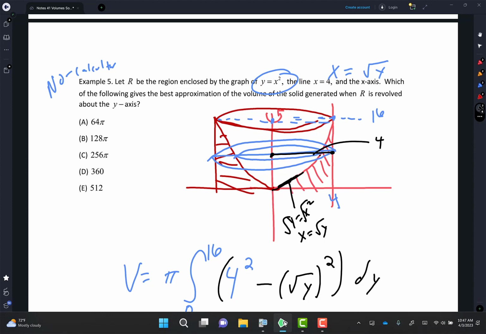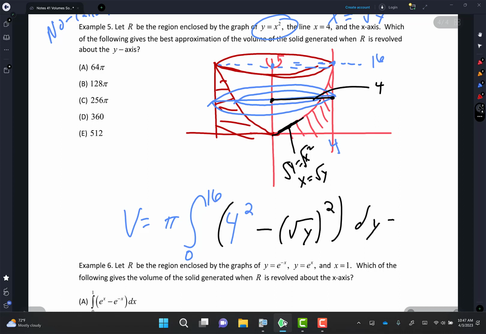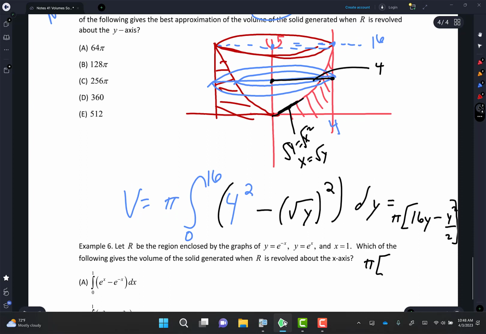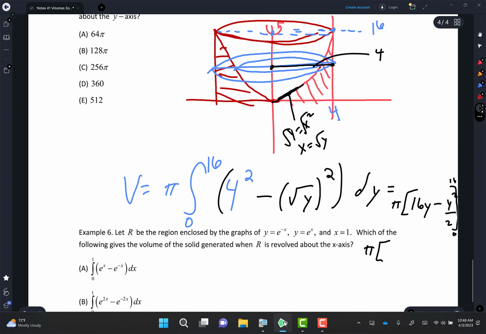All right, guys, we're supposed to be able to do this one by hand. Let's see if we can. Pi on the outside, bracket, antiderivative: 4 squared is 16, so the antiderivative of 16 is 16y, minus the antiderivative of the square root of y squared, which is just y, so y squared over 2. Pi, open parenthesis, we're just doing upper minus lower. So 16 times 16, I want to say that's 256. 256 minus 16 squared over 2, which is 256 divided by 2, 128. 256 minus 128. So 128 pi.